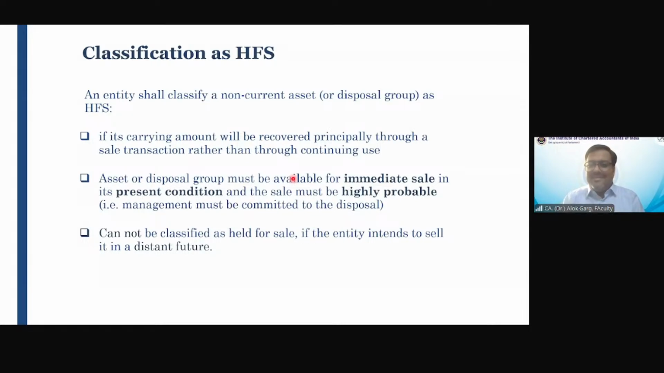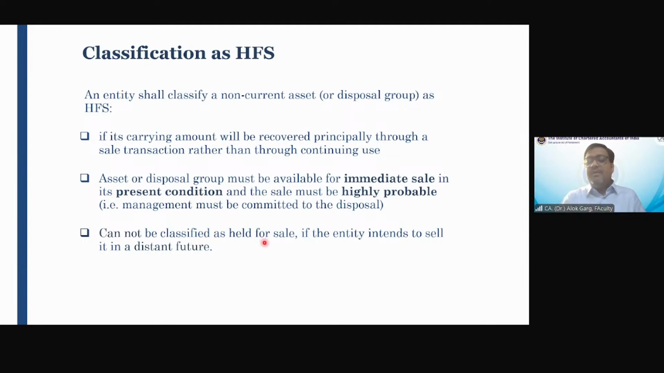Right? So friends, this "available for immediate sale in present condition" is highly important. Is that clear? Yes, sir. Very good. So the asset or the disposal group must be available for immediate sale in present condition, and the sale must be highly probable. That is, management must be committed to that sale or disposal.